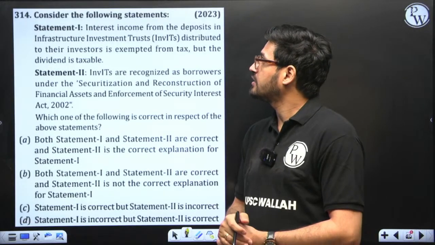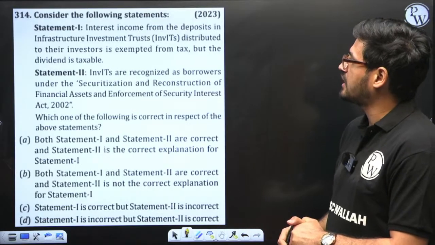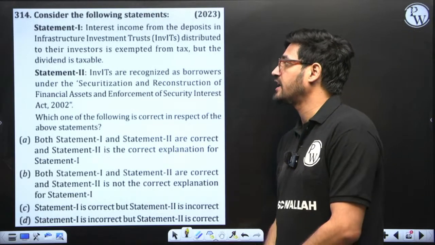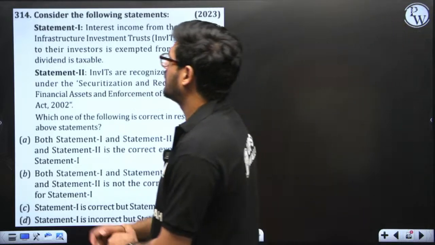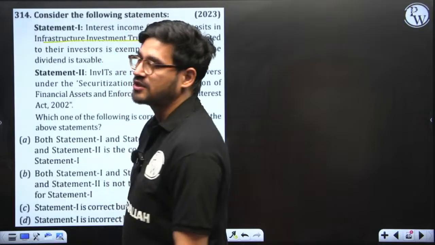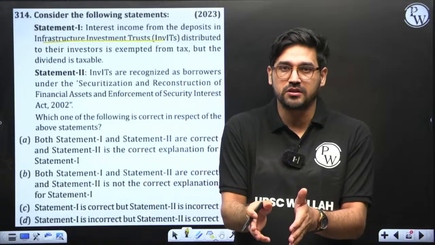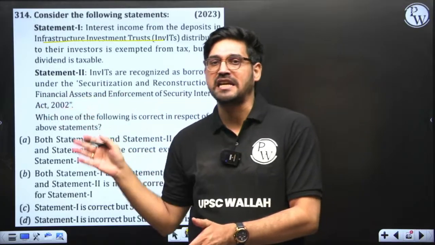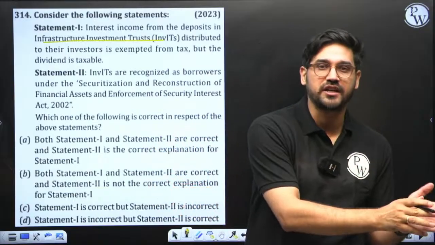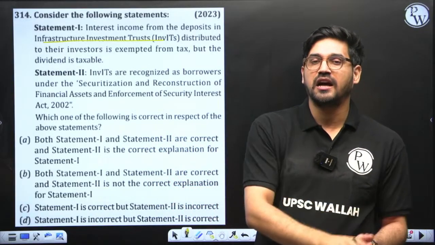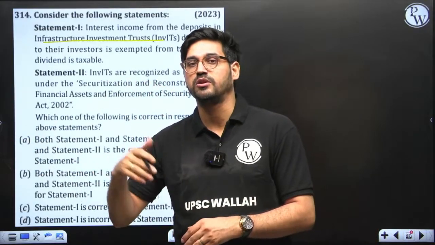Consider the following. Statement 1 says, interest income from deposits in infrastructure investment trusts distributed to their investors is exempted from tax, but the dividend is taxable. Infrastructure investment trusts, you can imagine this to be trusts or a pool of funds. They create a corpus by sourcing funds from many people. The idea here is that those funds will be invested into infrastructure projects and the income will be generated from returns that these infrastructure projects are going to give you.